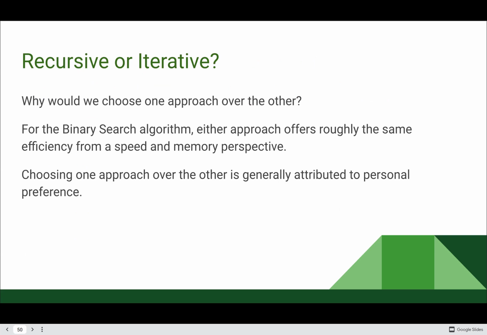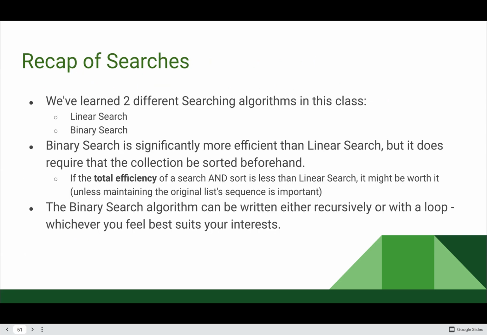So why would I choose one of these over the other? Why would I choose recursive or iterative with a loop for binary search? Now, fortunately, with the binary search algorithm, either approach offers about the same level of efficiency from a speed and memory perspective. So choosing one over the other is generally just going to be personal preference. So whichever one you feel suits your needs better, use that one.